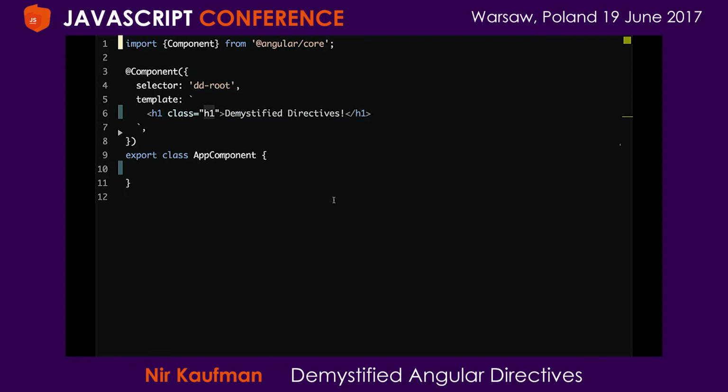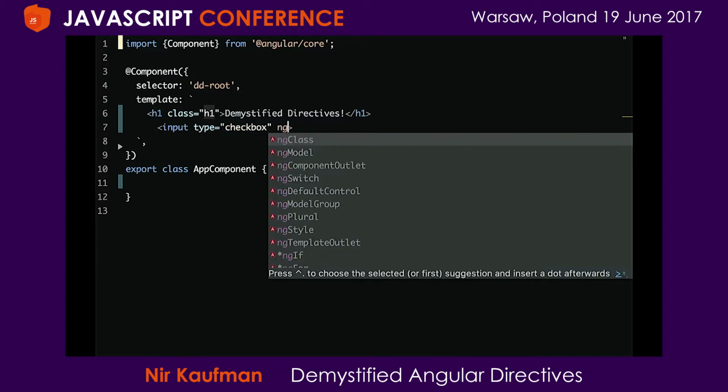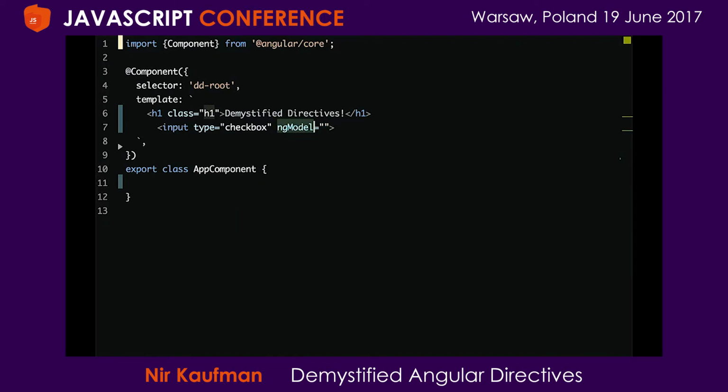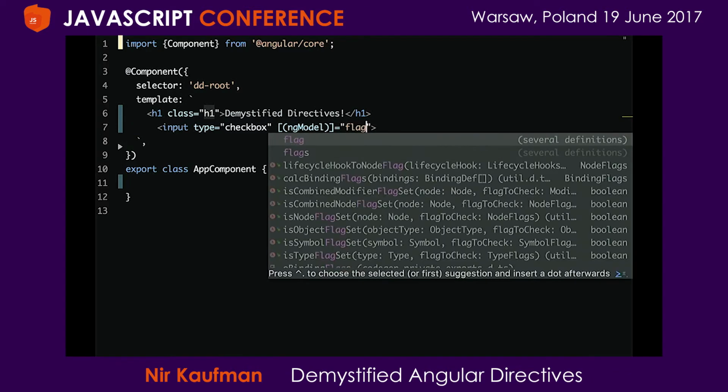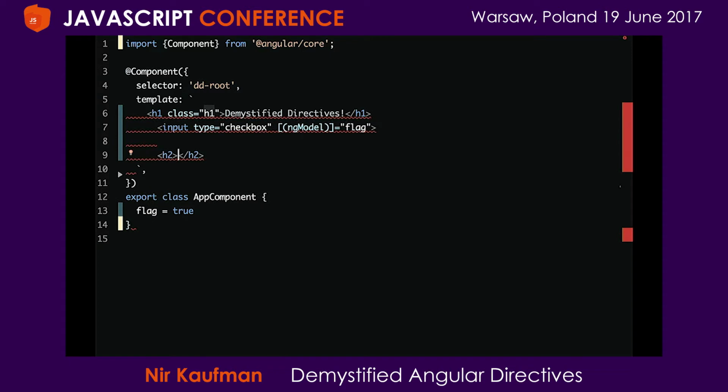A project generated with Angular CLI, nothing in here except this app component. And ng-if is a very useful and popular directive. Let's create an input checkbox. Let's put this magical ng model, the famous banana in a box. We'll deal with it later. Let's say pointing on the flag. Let's start this flag with true and put here some stuff.